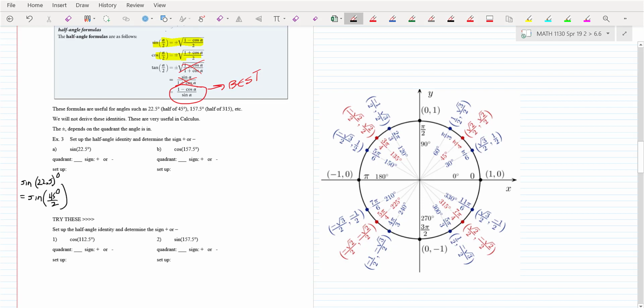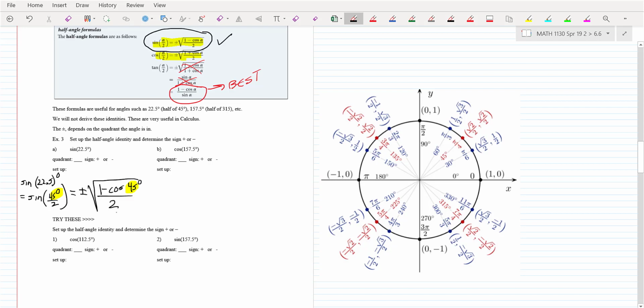And I'll talk about the plus or minus, how that works. So let's just refer to that identity on the top there. So when you set this up, we would have plus or minus, and then you would do exactly what that identity tells you to do. You would say 1 minus cosine. You don't say 22.5, you say 45. A lot of times I see students do that wrong all the time. Well, you know the cosine of 45, and then you just do that over 2 like that.